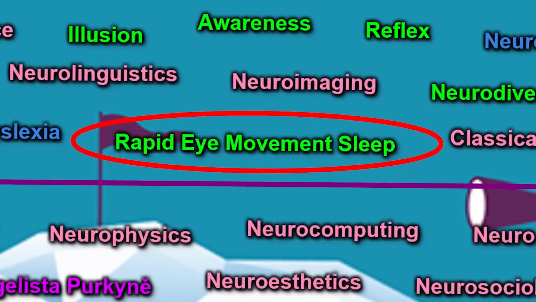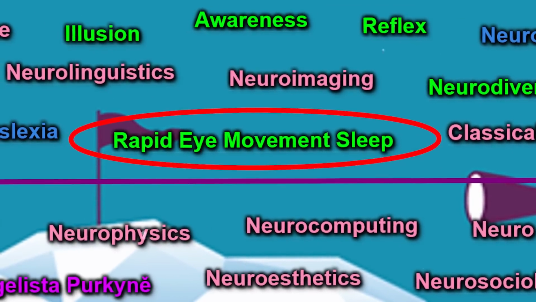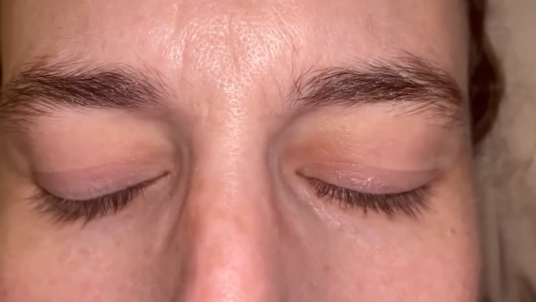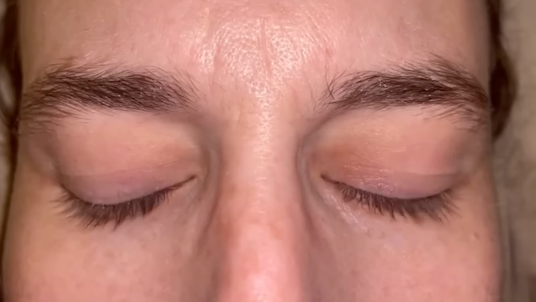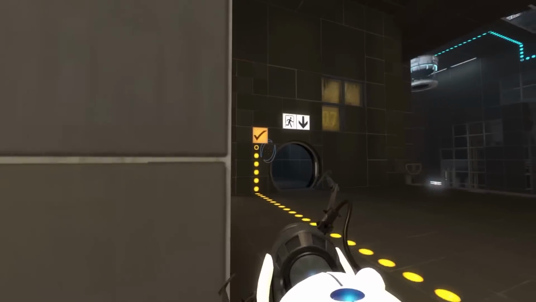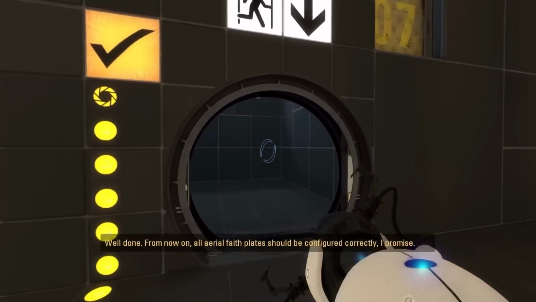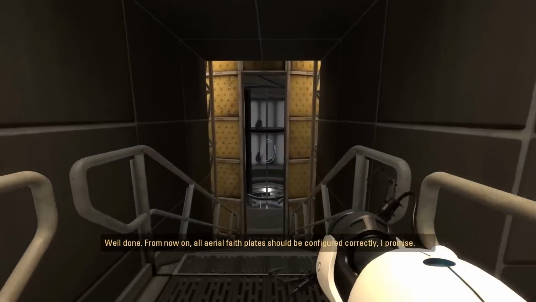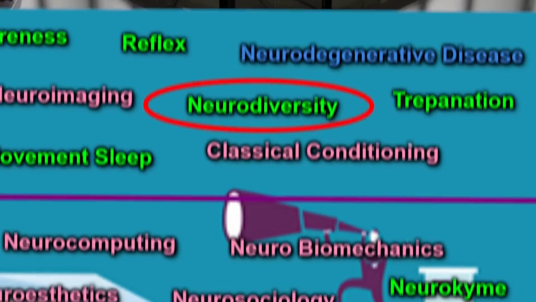Next up, we have rapid eye movement, or REM sleep. REM sleep is a state of sleep characterized by rapid movements of the eyes, vivid dreams, and a high level of brain activity similar to when you're awake. It's an essential part of the sleep cycle, and it plays a crucial role in memory consolidation, learning, and mood regulation. During REM sleep, your muscles are usually paralyzed to prevent you from acting out your dreams.